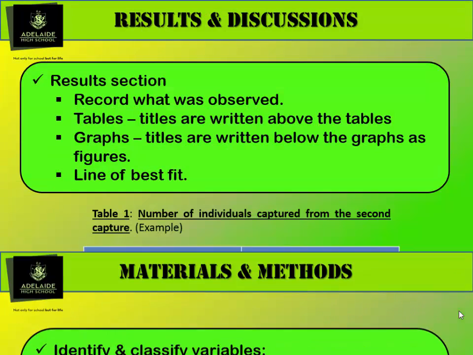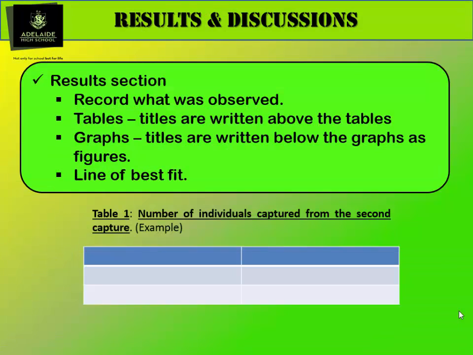Okay. Next one, results and discussion. Under the results section, you have to record what was observed and what you have done. So basically what you have done today in terms of your calculation, your two tables, make sure that you include that into it. All right?